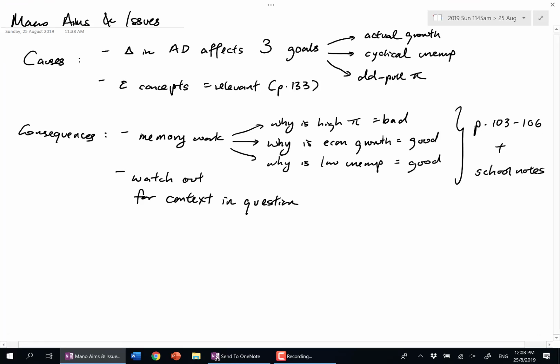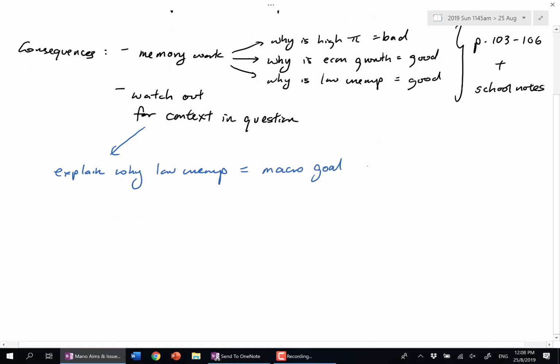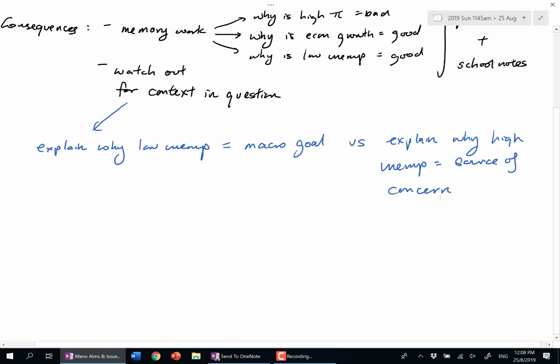Number one, if a question wants you to explain why low unemployment is a macro goal, versus explain why high unemployment is a source of concern for the government. The two questions appear very similar and they are all 10 marks. But they are not quite the same.